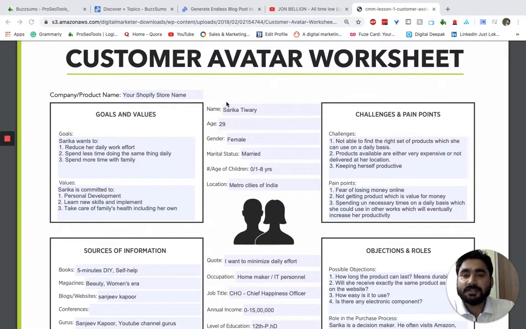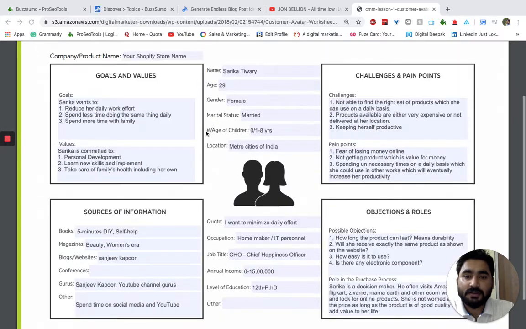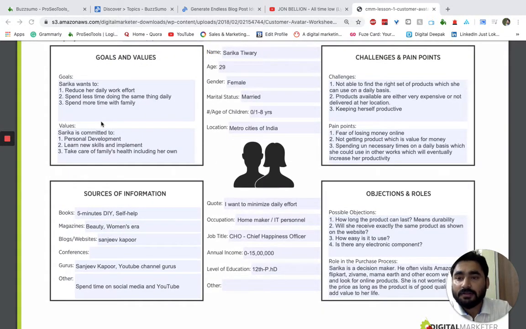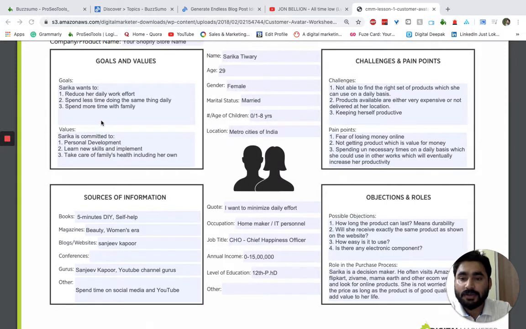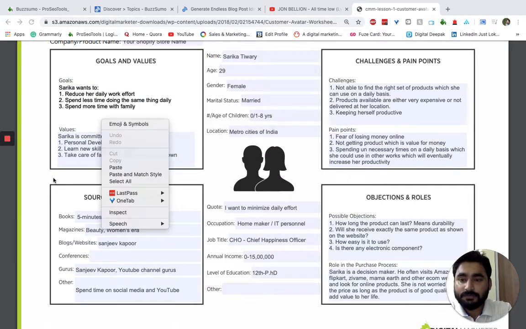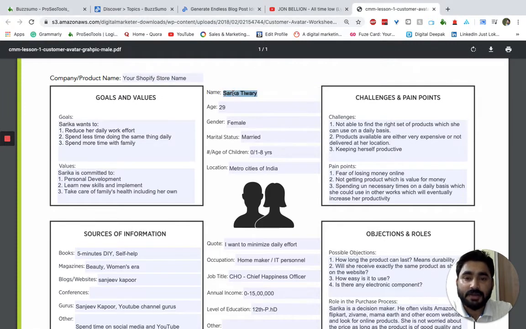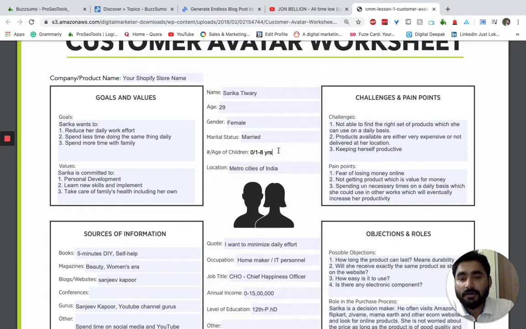So let's get started. When we decide our customer avatar, we need to keep in mind what the goals and values are. Suppose my imaginary customer's name is Sarika Tiwari. Her age is 29. She is female. She is married. She can have a kid or she cannot.